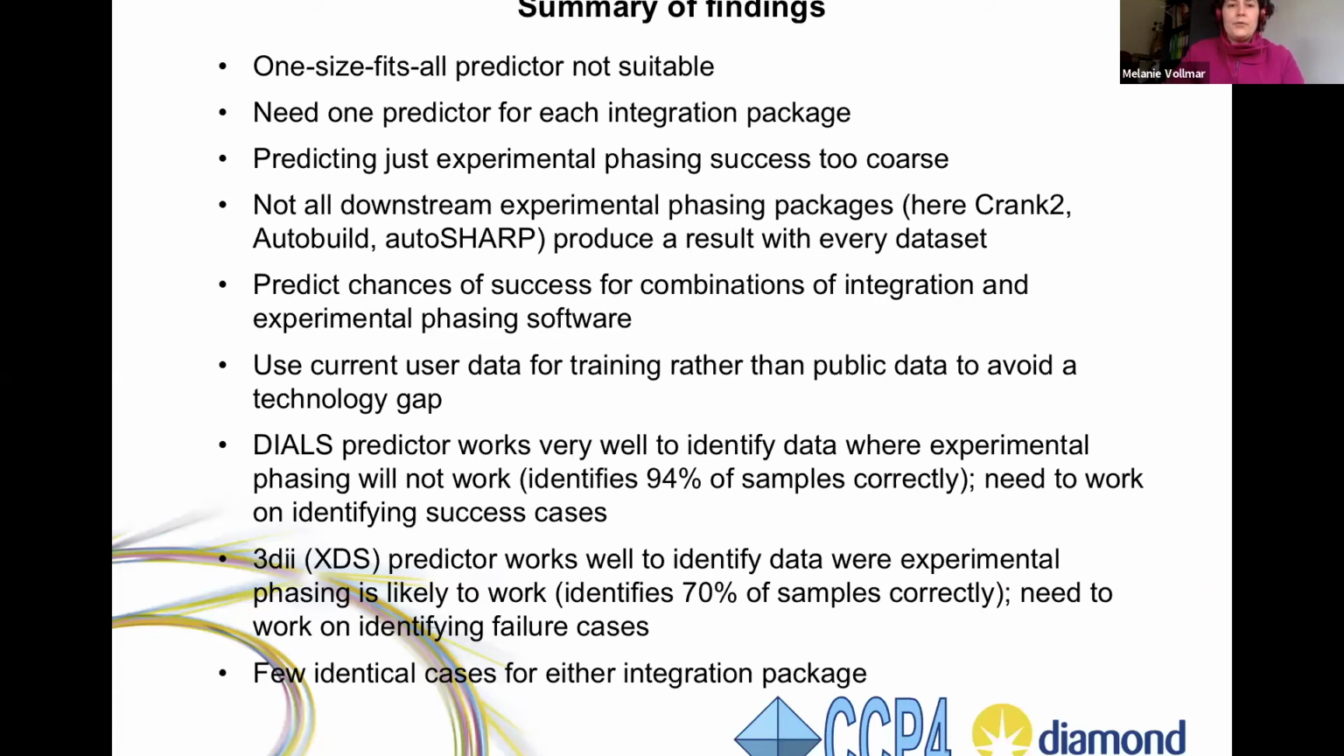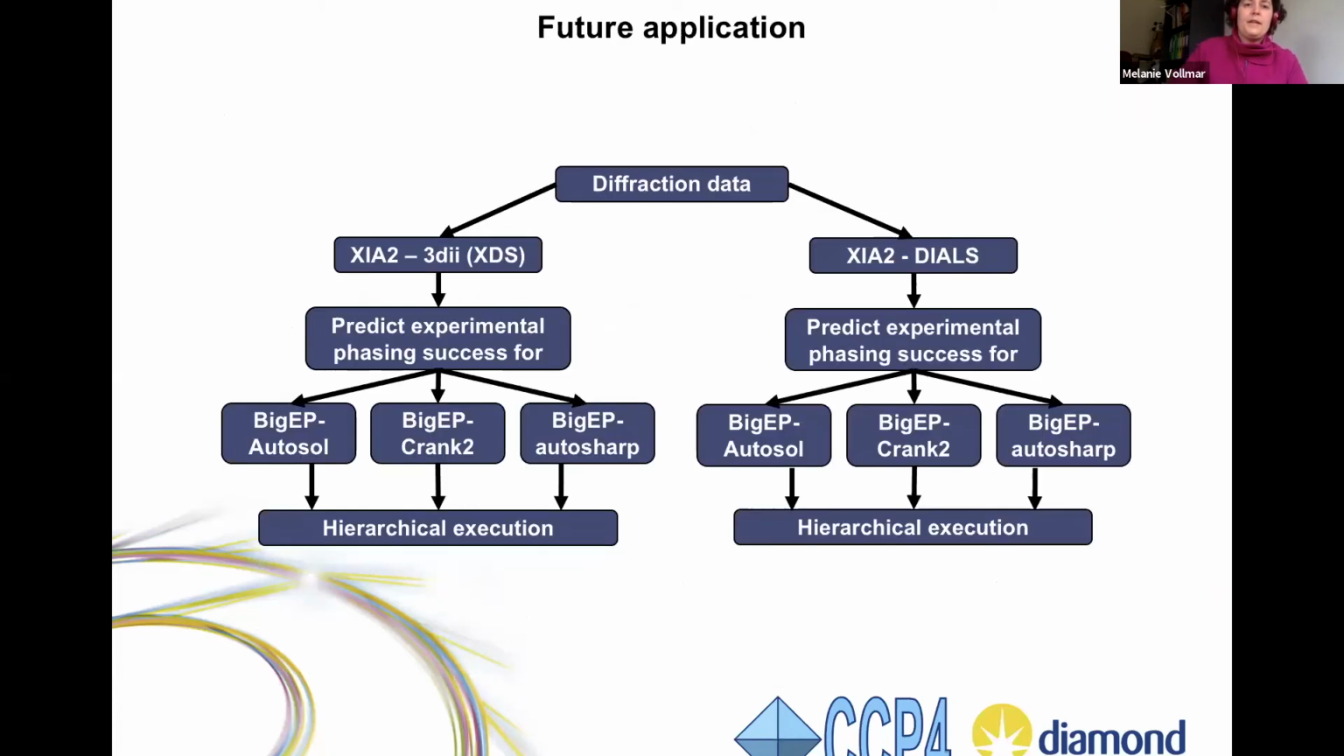And so the future design for this project is essentially something like that. I have the diffraction data coming off the beamline, going through these two branches in parallel until they reach the prediction step here. Then I make a prediction for each and every one of these phasing packages for the integration pipeline.